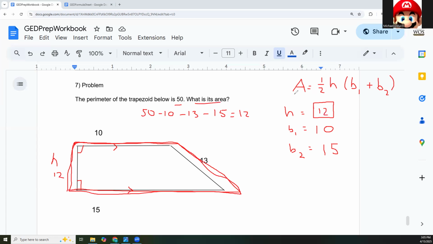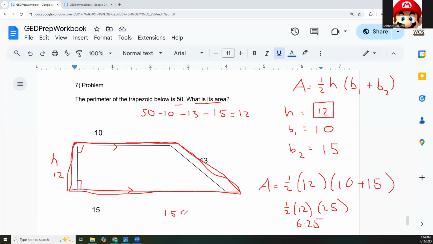It's asking for area. So now I'm going to calculate the area. Area is equal to 1/2 of my height, which is 12, times the sum of my bases, which is 10 and 15. All right, so if I'm following order of operations, I'm going to do inside the parentheses first. And now I'm going to multiply left to right. 1/2 times 12 is 6, times 25, which is 150.